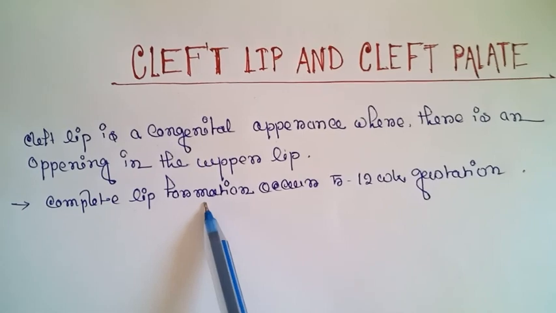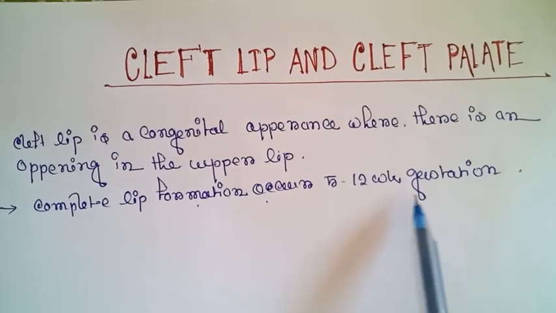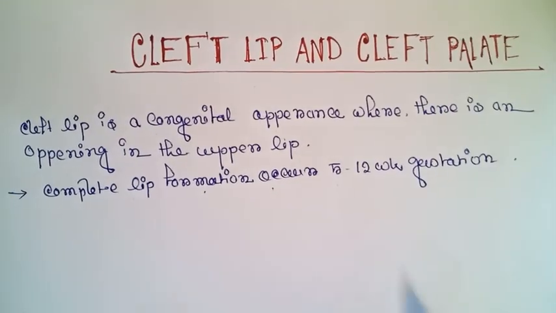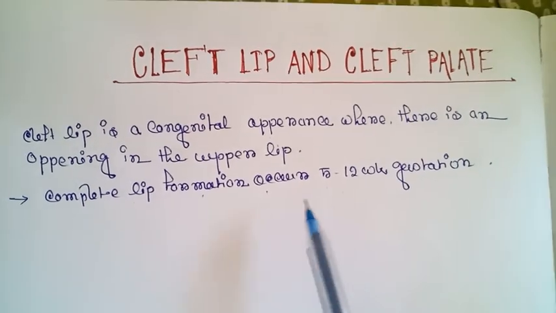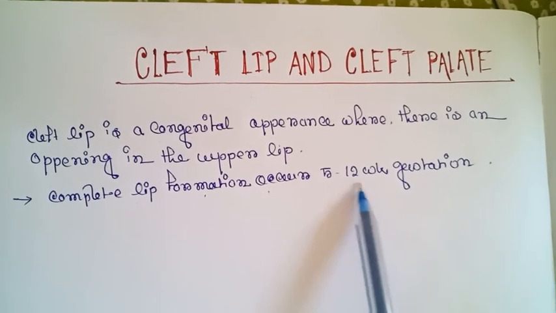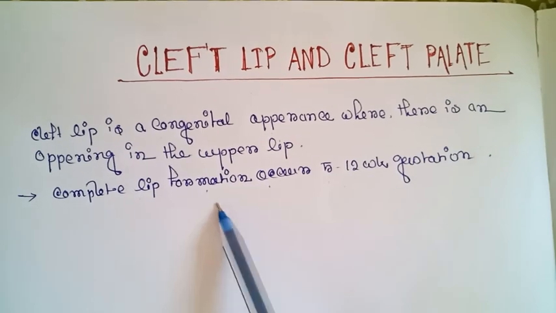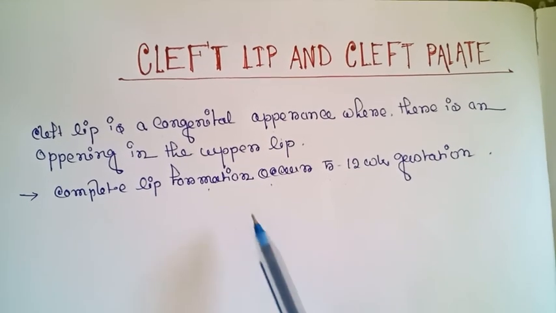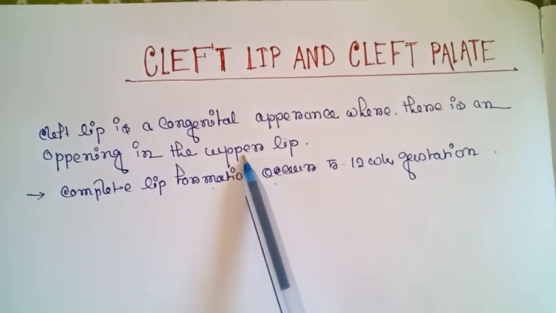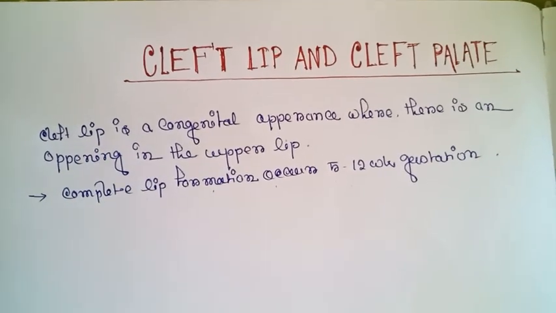Generally, complete lip formation occurs at 5 to 12 weeks of gestation. But due to various etiological factors, during 5 to 12 weeks of gestation, the lip is not completely formed and an opening occurs in the upper lip. That is called the cleft lip.